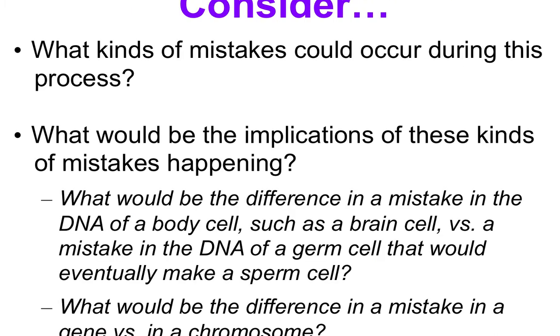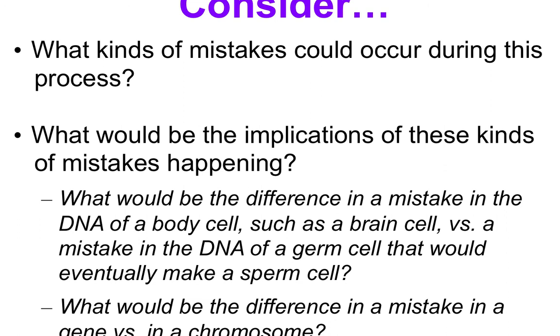So consider what kinds of mistakes could occur during this process. It's a very intricate replication process. What could the implications be of those mistakes that could happen? What would be the difference in a mistake in the DNA of our bodies, like a brain cell, versus a mistake in a germ cell that would eventually become a sperm cell that we would give to our offspring? Would there be a difference in the mistake if a mistake was made?